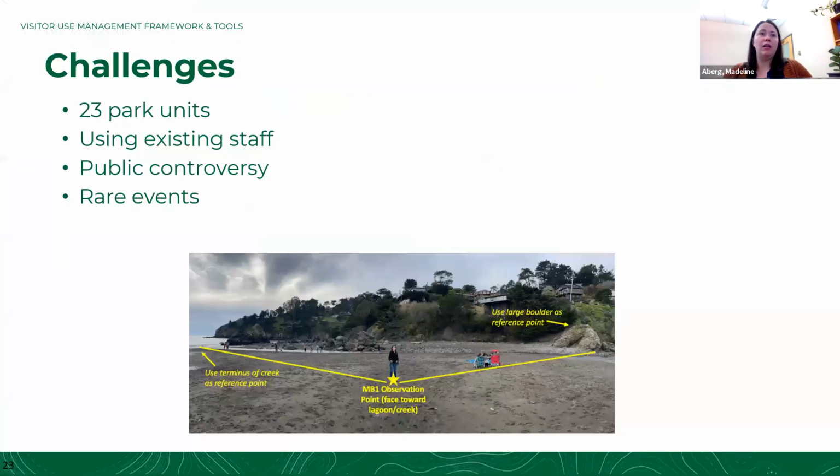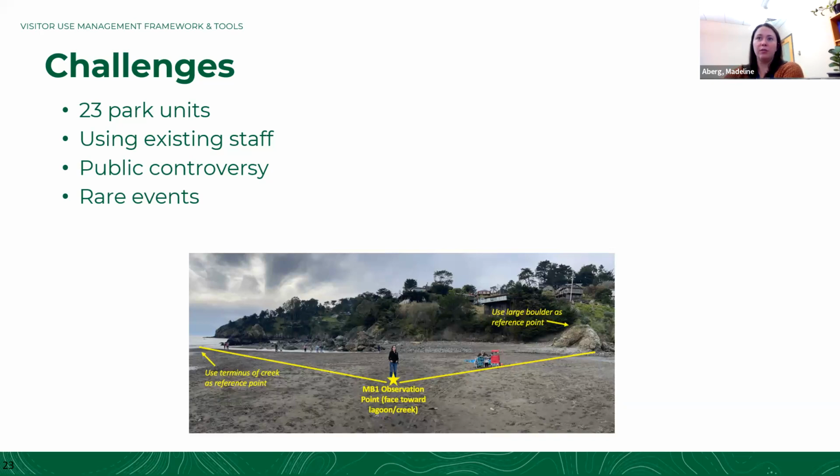So, a few challenges in this study. One is that this is a very large and complex park. And that really emphasized the need to be efficient with data collection. Because the project needed to use existing staff, it was limited by staff availability. And there was a lot of public controversy surrounding some of these elements, for example, dogs. And then the last challenge was that some of the issues that the park was interested in were very rare.